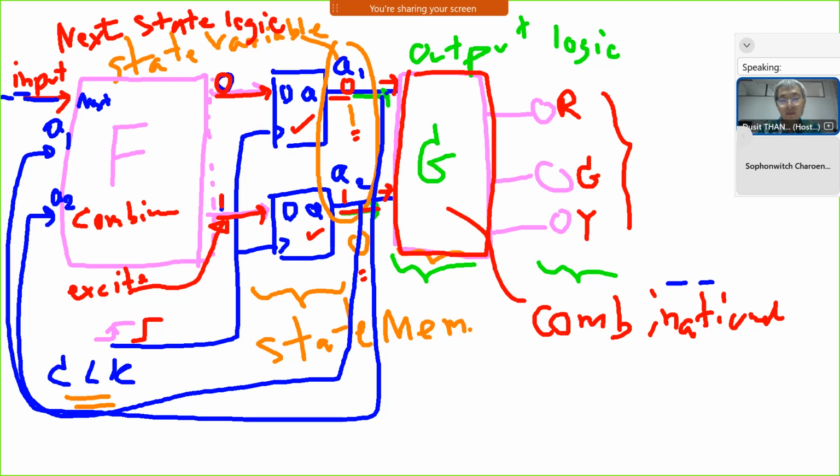If the current state is 00, the red output turns on. When the clock ticks and input next is 1, and the current state is 00, the input of F is 1, 00. So F may generate the next value 0, 1. When the clock ticks, the flip-flop will read the data 0, 1, so the output updates to 0, 1, and circuit G then produces the new output to turn on green.